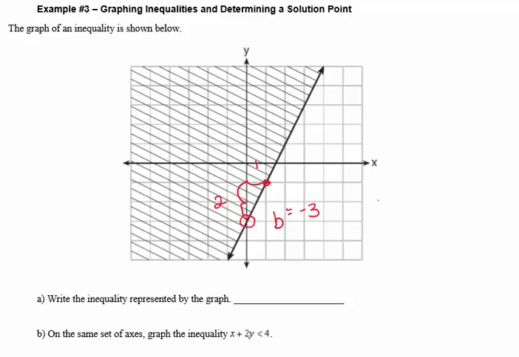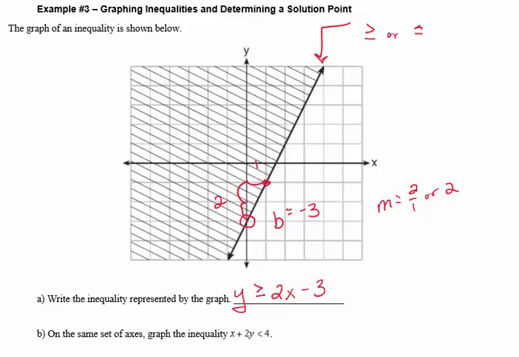So rise of 2, run of 1, and the slope will be 2. So in terms of y equals mx plus b, I'm going to have 2x minus 3. Okay, I would have a y here. Now my inequality symbol is going to be either greater than or equal to or less than or equal to, because it's a solid line. Everything here that is shaded looks like it's above the line. I'm going to guess that it's greater than or equal to.